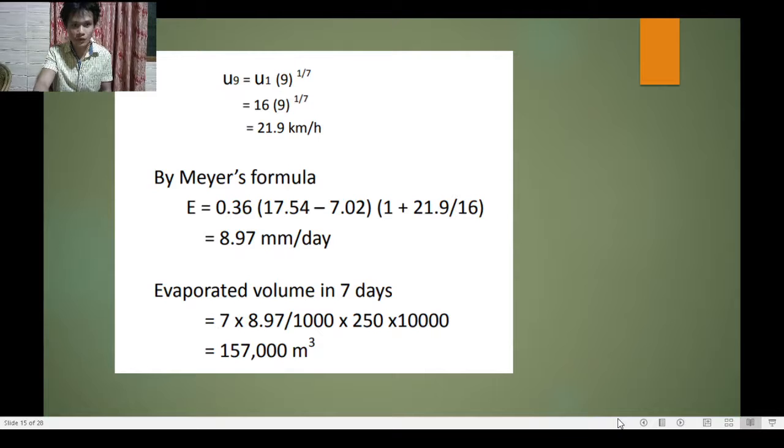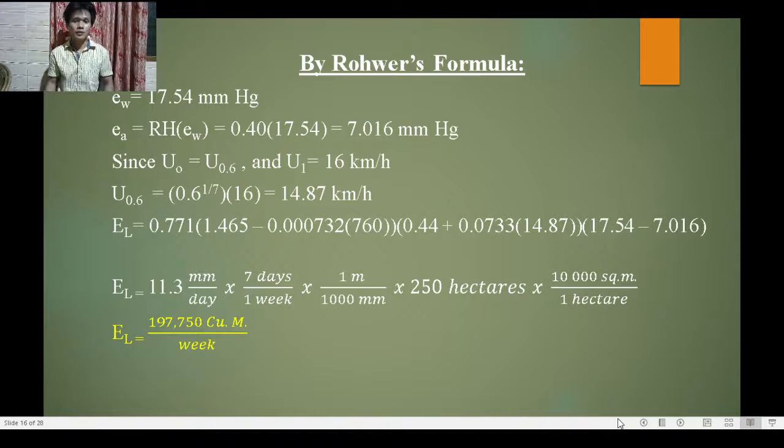So lastly, using Rohwer's formula, same process as Mayer's, we get the water vapor pressure, which is 17.54, and the air vapor pressure, 7.016. Since U sub 0.6 is required in Rohwer's formula, and U sub 1 is 16 kilometers per hour, U sub 0.6 is just equal to 0.6 raised to 1 over 7 multiplied by 16, which equals 14.87 kilometers per hour.